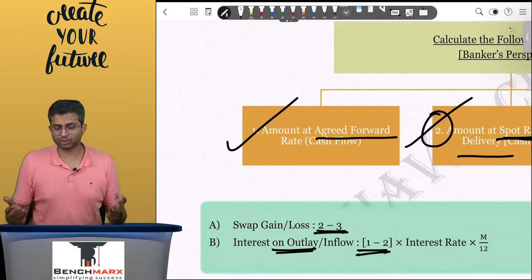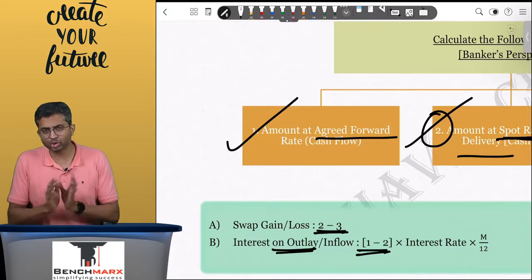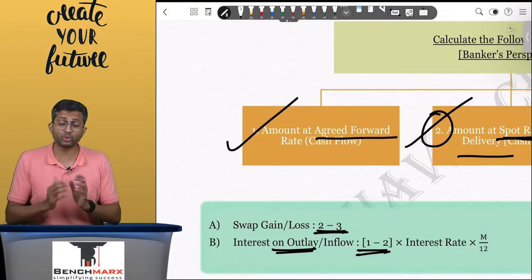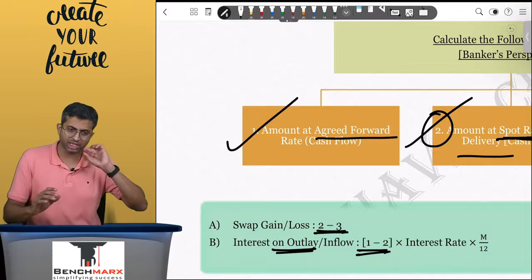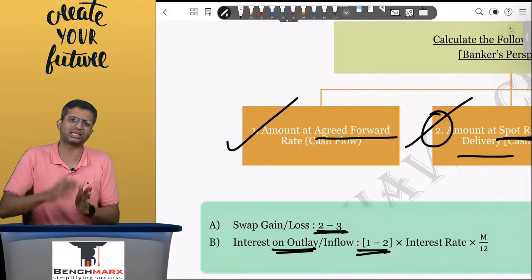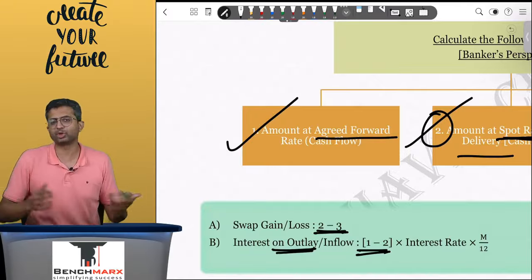This is the agreed forward rate. Point 2 is also a cash flow. So you take the difference between point 1 and 2, which both of these are cash flows. The bank, if it was even unhedged, then point 1 and point 2 would have happened just like it would have happened on 31st March. Now it is happening on 20th February.